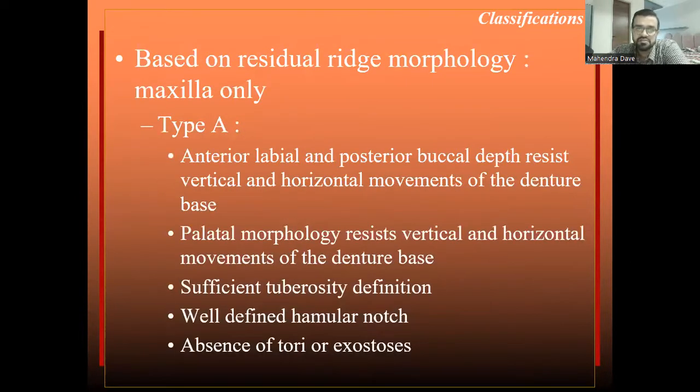Based on the residual ridge morphology, with regards to the maxilla only: type A, anterior labial and posterior buccal depth resist vertical and horizontal movements of the denture base. Palatal morphology resists vertical and horizontal movements of the denture base. Sufficient tuberosity definition, well-defined hamular notches, absence of tori and exostosis.